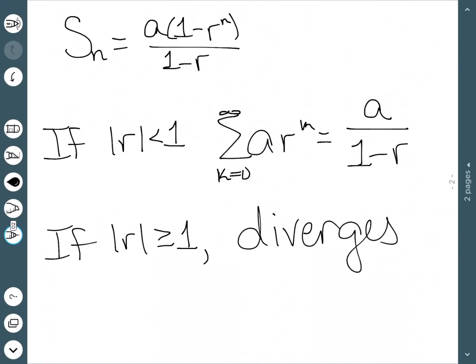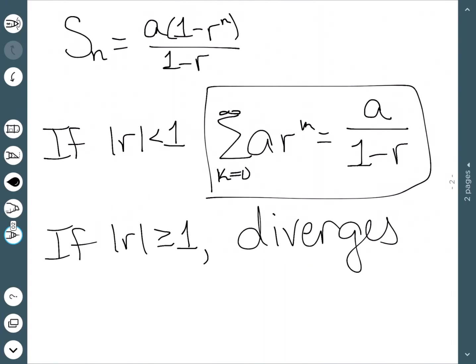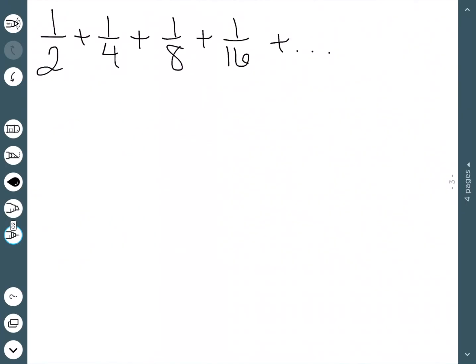So now I can find the results of geometric series very easily. In fact, if they converge, I can tell you exactly what they converge to. Let's look at some examples. Here's a geometric series, and whenever I have these, I need to figure out what a is and what r is. A is always going to be the first term in the series, in this case 1/2.